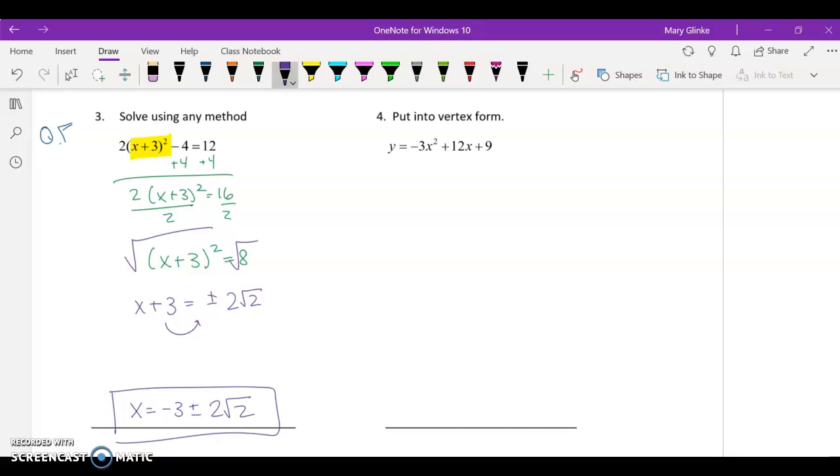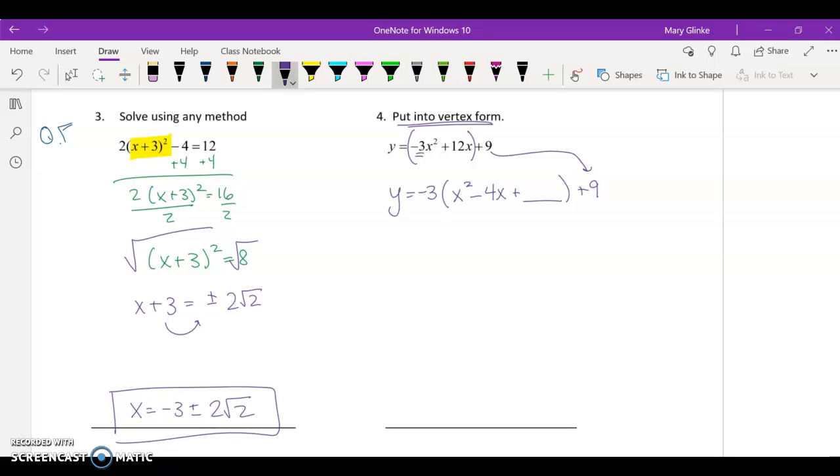For number 4, we're going to put this in vertex form, and I'm going to show completing the square. Looking at this one, when you are putting it in vertex form, it's going to be slightly different than what we did with the very first problem. You're going to group the ax squared plus bx term together. You're going to take your a value and factor it out of both of these to get x squared minus 4x, and you're going to leave a plus blank. We are only grouping together the ax squared and the bx term. So the plus 9, the c value, stays whatever it is.